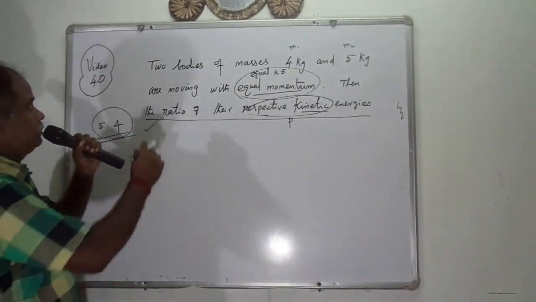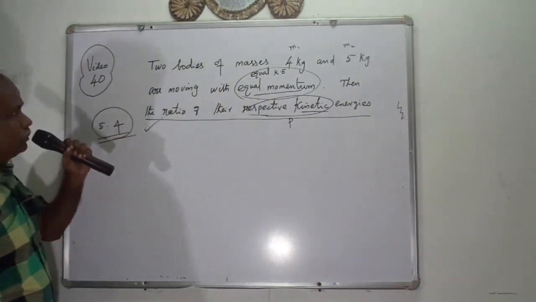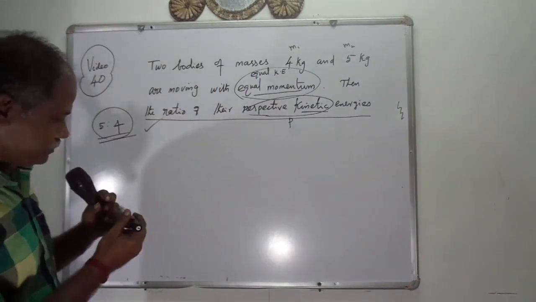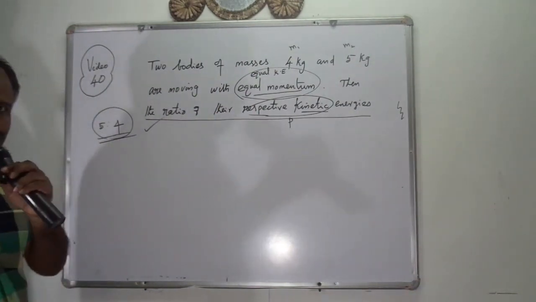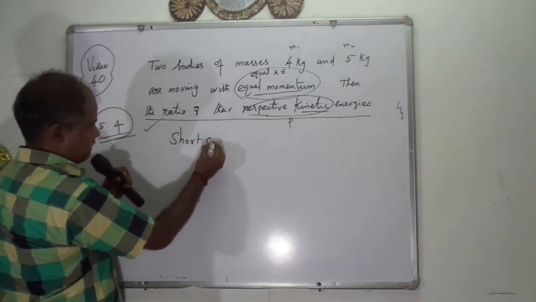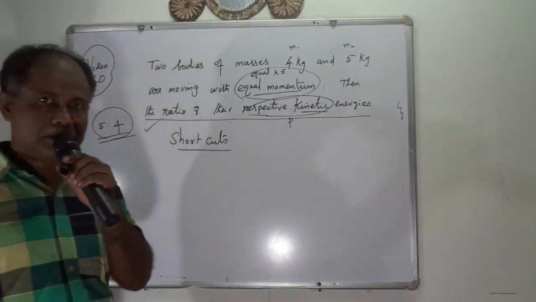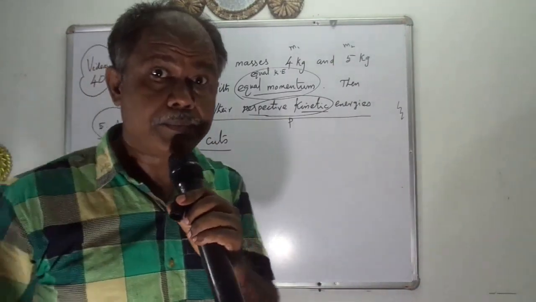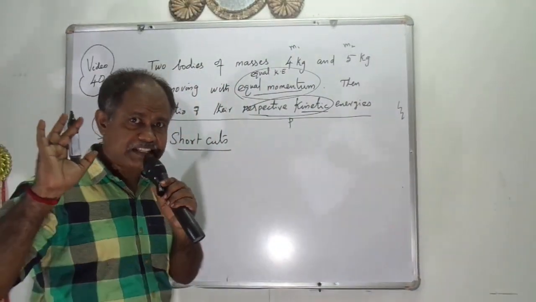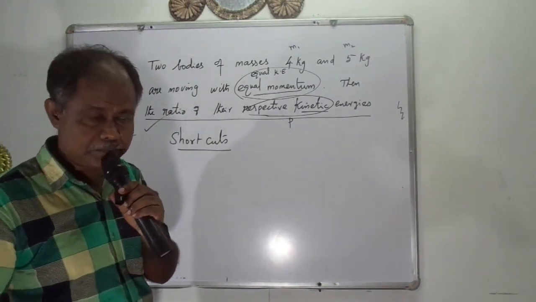Okay, this is the problem. Two bodies of masses 4 kg, 5 kg are moving with equal momentum, then the ratio of kinetic energy respectively. I will give the shortcut way. Without knowing the formula, we can write the correct answer with the help of the shortcuts.